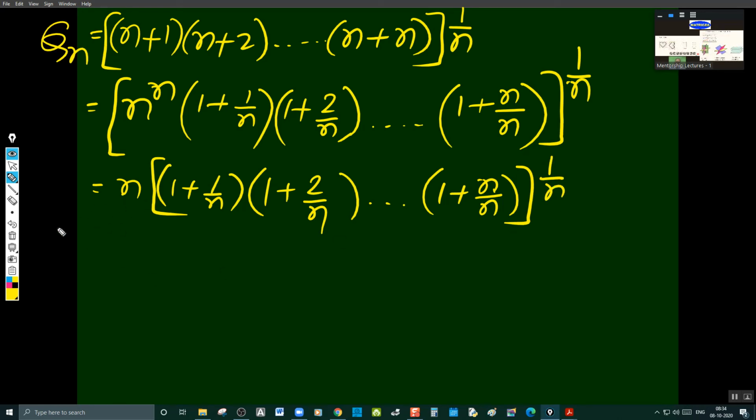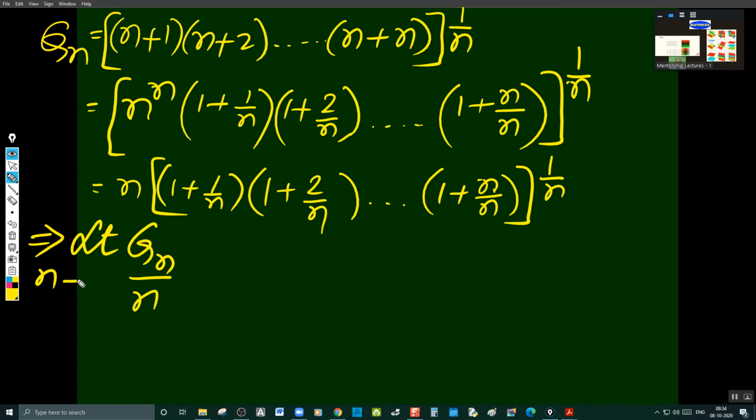What do we need? We need again the limiting condition. Limit of Gn, bring this n to the other side, Gn by n as n tends to infinity. Now just check it out. If you write n tends to infinity, each of these becomes 0 and you get 1 into 1 into 1. All become ones, and the product of all ones is 1. 1 power 1 by infinity, that is, you will get the 1 power 0 form.